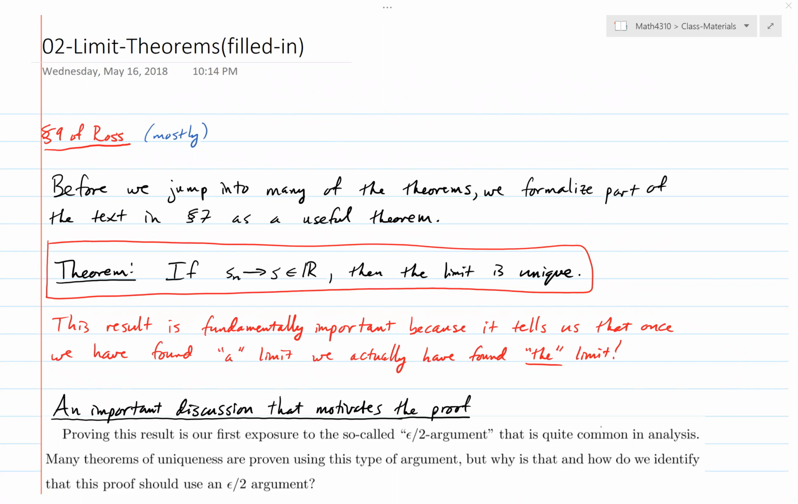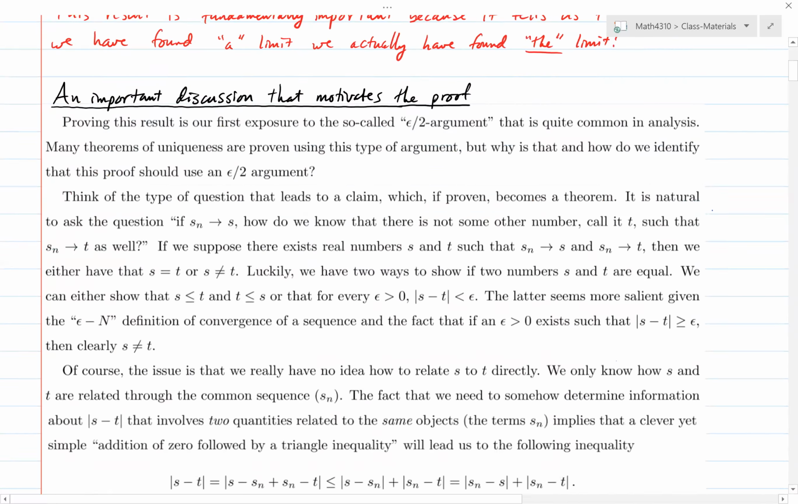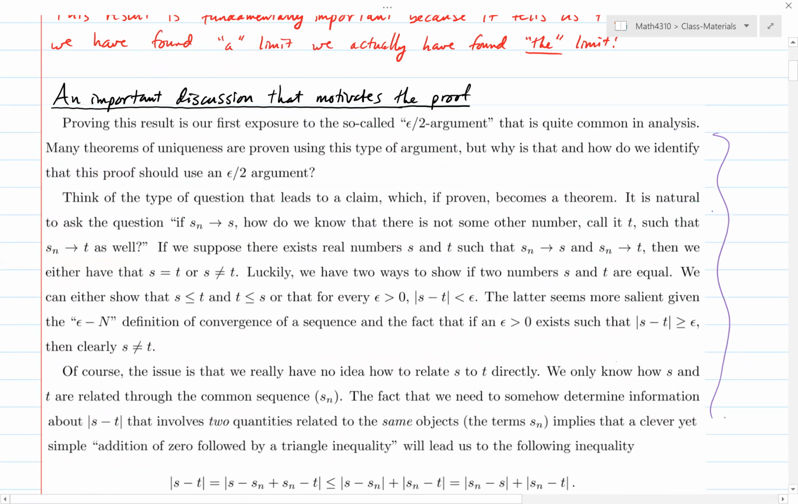So we started with an epsilon over 2 argument to prove that limits are unique. The basic question was, if I know that a sequence converges to a limit, how do I know it's the limit? There's all this discussion I put in here from previous times I've typed up lecture notes, and I really encourage you to read it. One of the things I get to is the type of question that leads to a claim which, if proven, becomes a theorem, and the question motivates the idea of an epsilon over 2 argument, because you basically say, well, if Sn converges to S, how do I know it doesn't also converge to T?